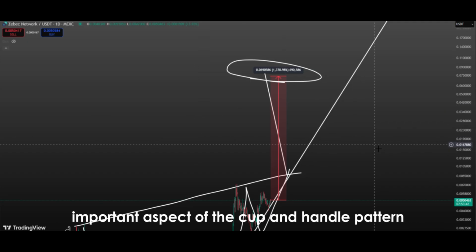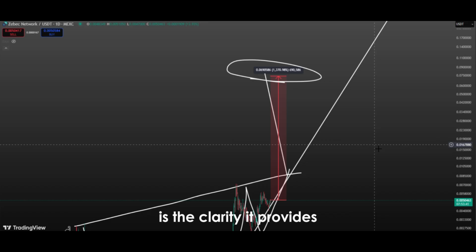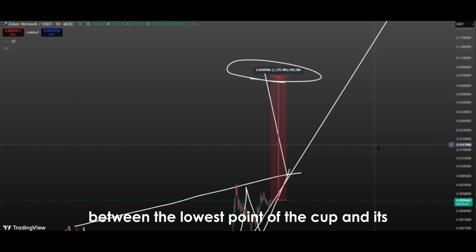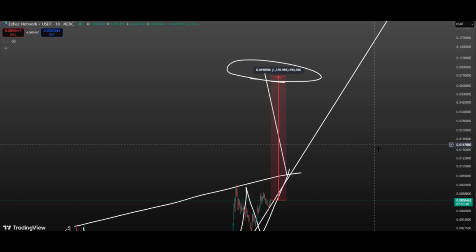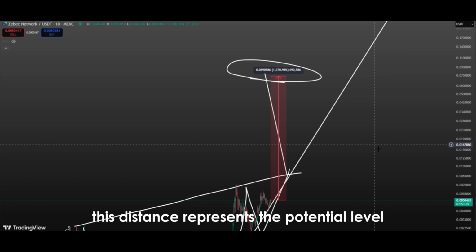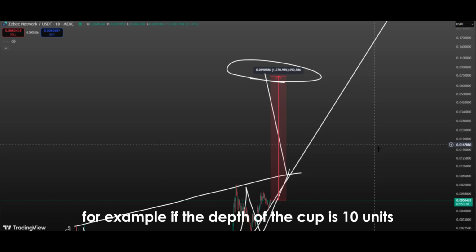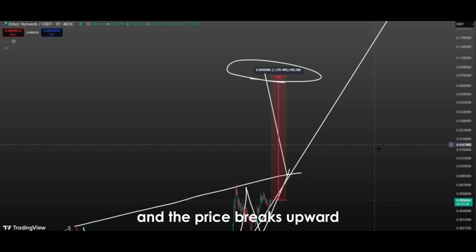The most important aspect of the cup and handle pattern is the clarity it provides in determining target prices. The distance between the lowest point of the cup and its starting levels is used as the measurement in technical analysis. This distance represents the potential level the price may reach after the breakout. For example, if the depth of the cup is 10 units and the price breaks upward after completing the handle, the target price will be at least 10 units higher than the current level.